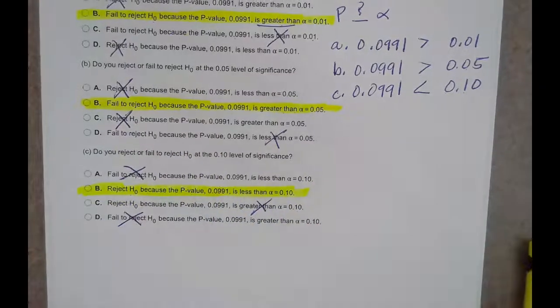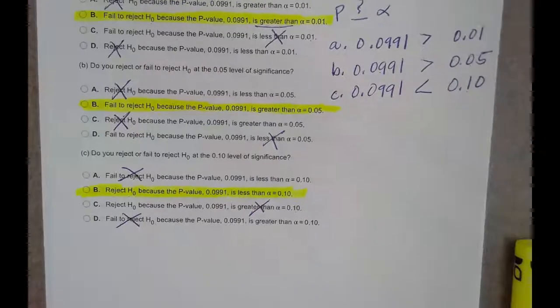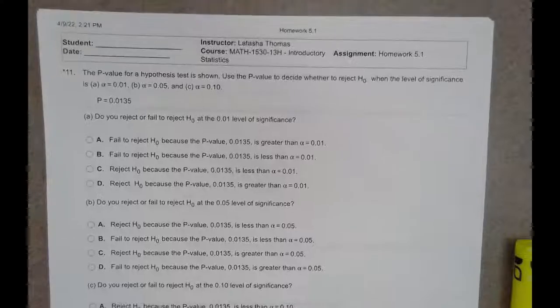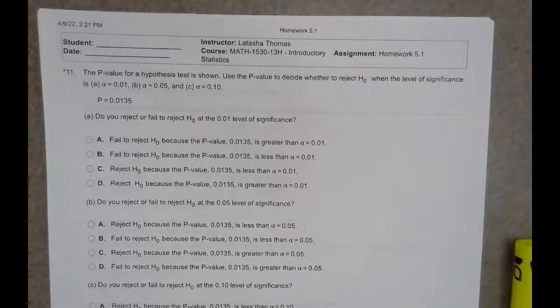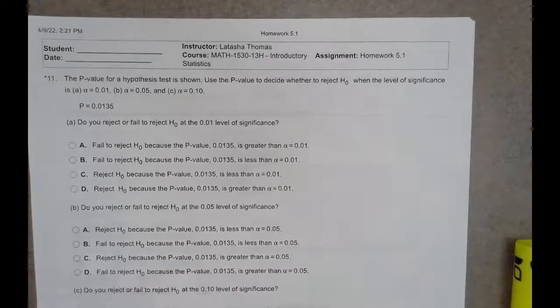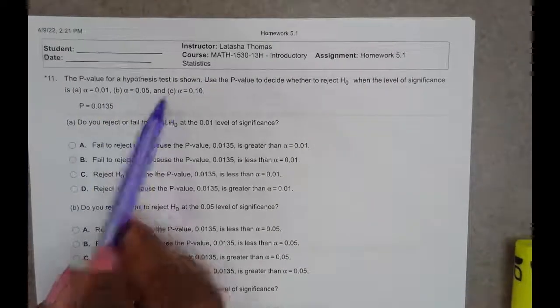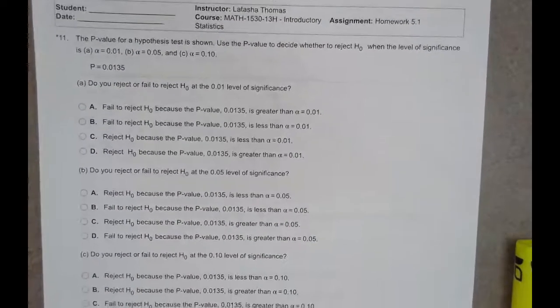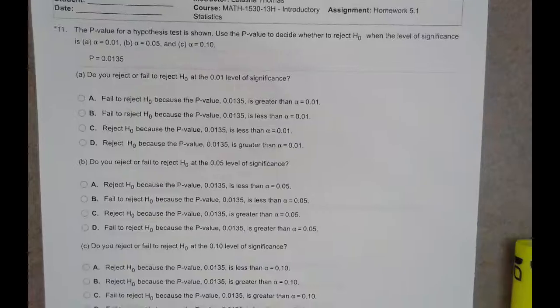Okay. All right, let's go on to number 11. So number 11 is similar in nature to number 10. Here you are comparing your p-value to each level of significance. Pause the video and try these on your own, and then I will come back with the response to see if you got them correct.